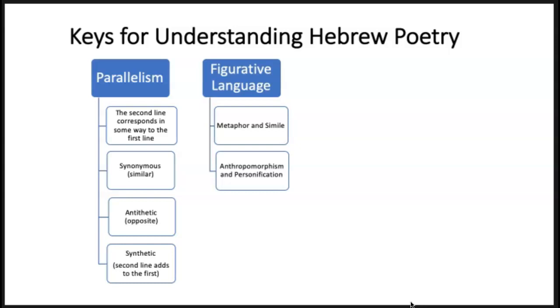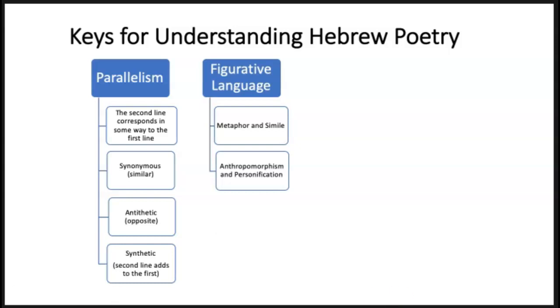This is anthropomorphism. On the other side of that, we have personification, and this is where we portray inanimate objects or non-human things with human terms. So this would be like the trees of the forest will clap their hands. So anthropomorphism is the divine portrayed as human. Personification is the inanimate portrayed as human.